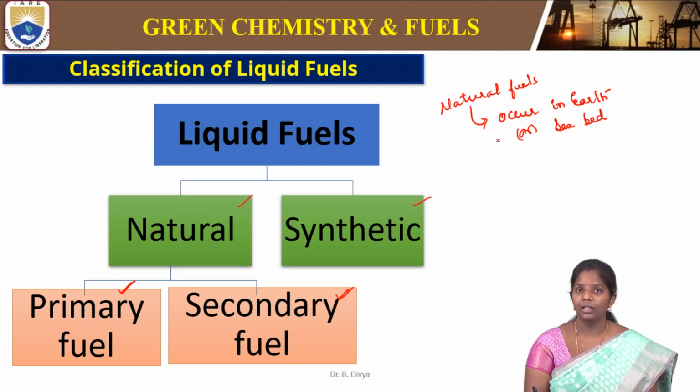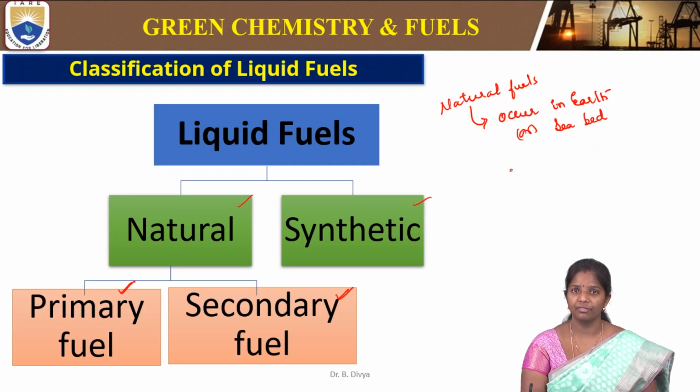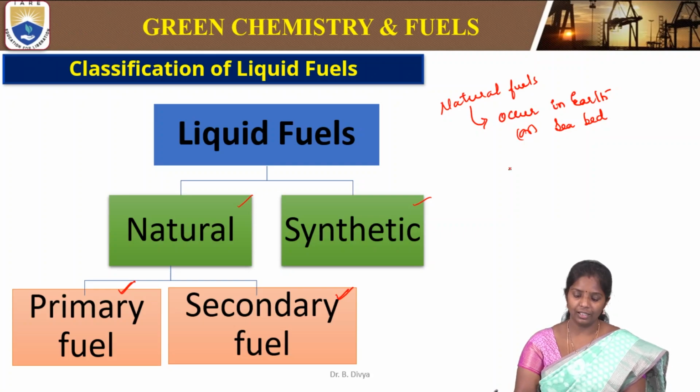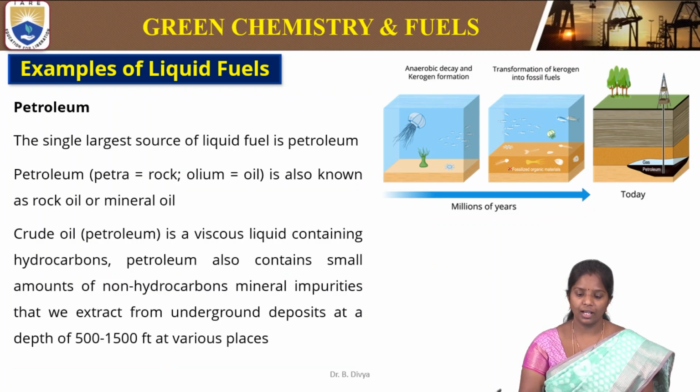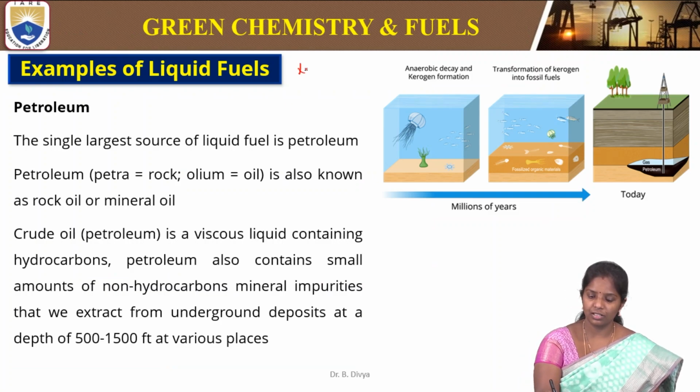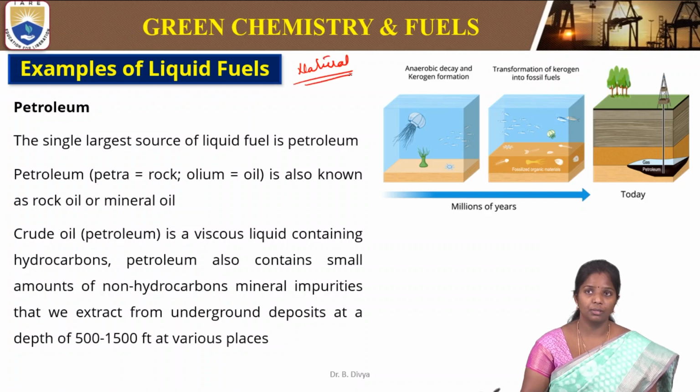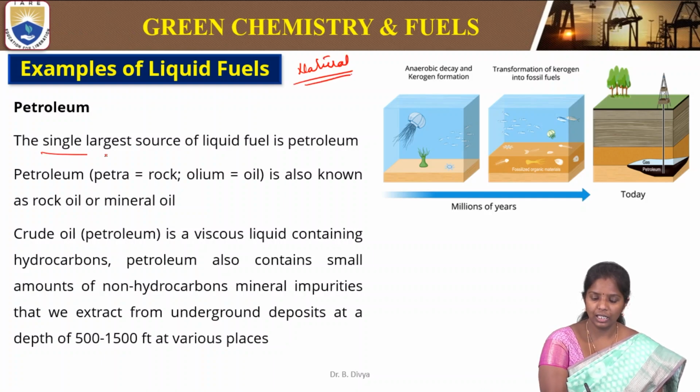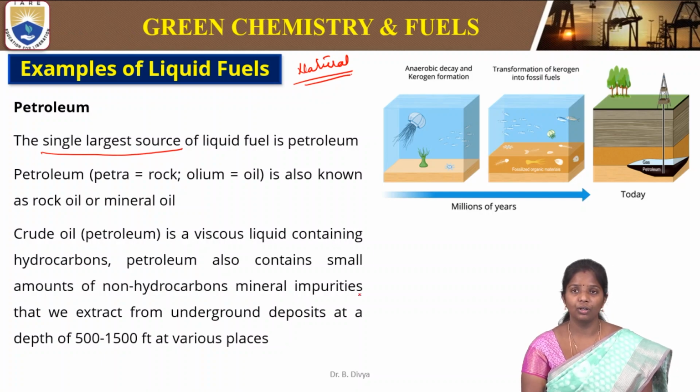They come from the mining of fuels from the earth or the sea undercrust, like the seabeds. So they are natural fuels, and after refining and some processing, the fuels that are formed are called secondary fuels. Examples of natural liquid fuels are petroleum. This is the single largest source of liquid fuel.